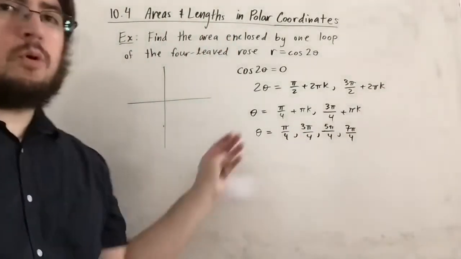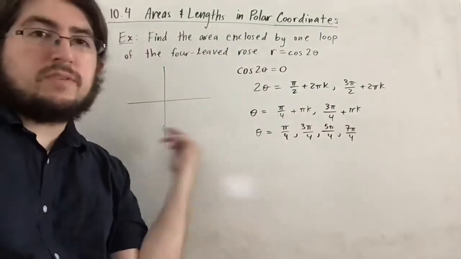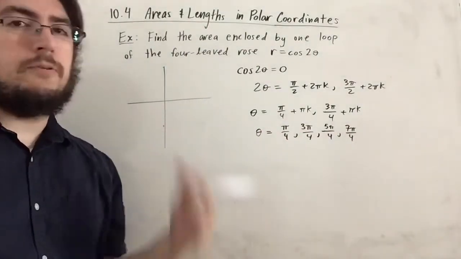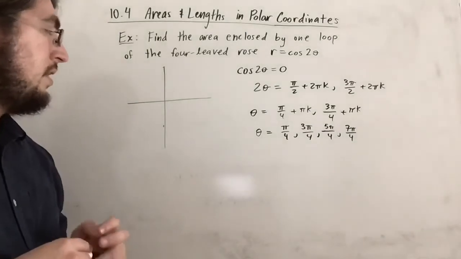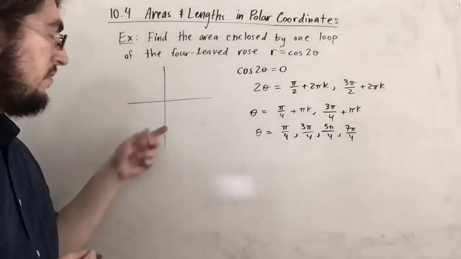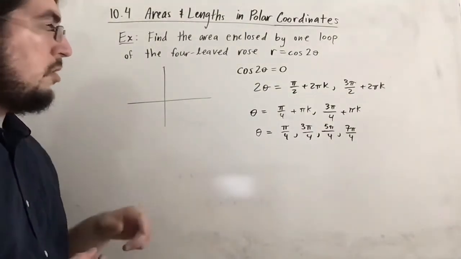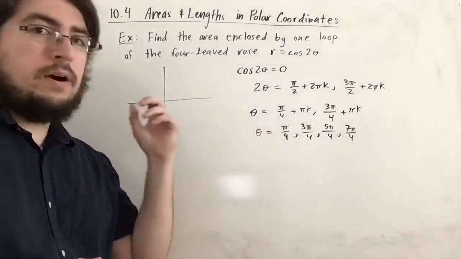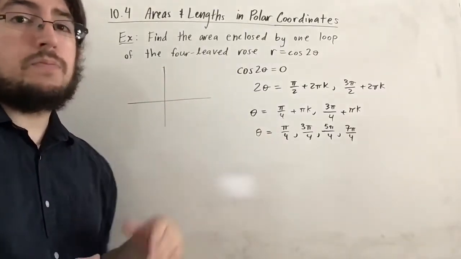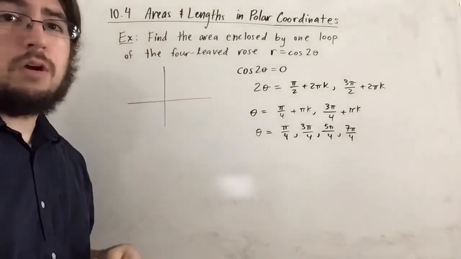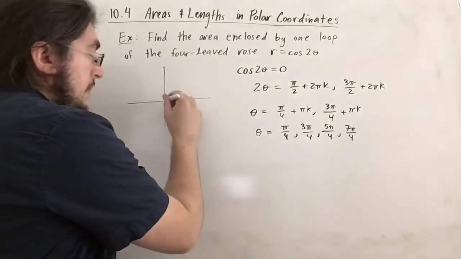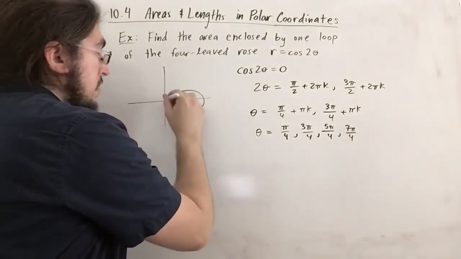Now, obviously, there are more values if you go beyond 2 pi and more values if you go below 0. But anyways, these are the values where we pass through the origin, meaning that there are a total of 4 loops. Makes sense because it's a 4-leaf rose. So the image actually will look something like this.